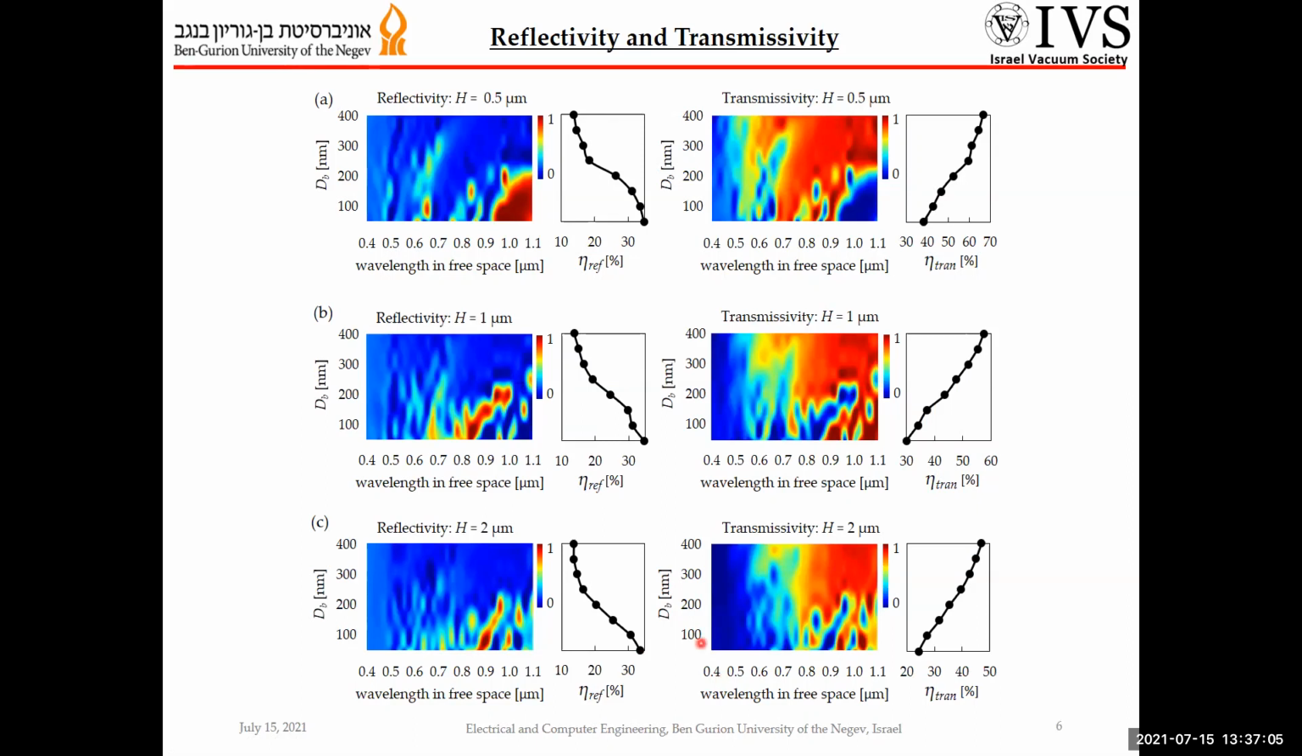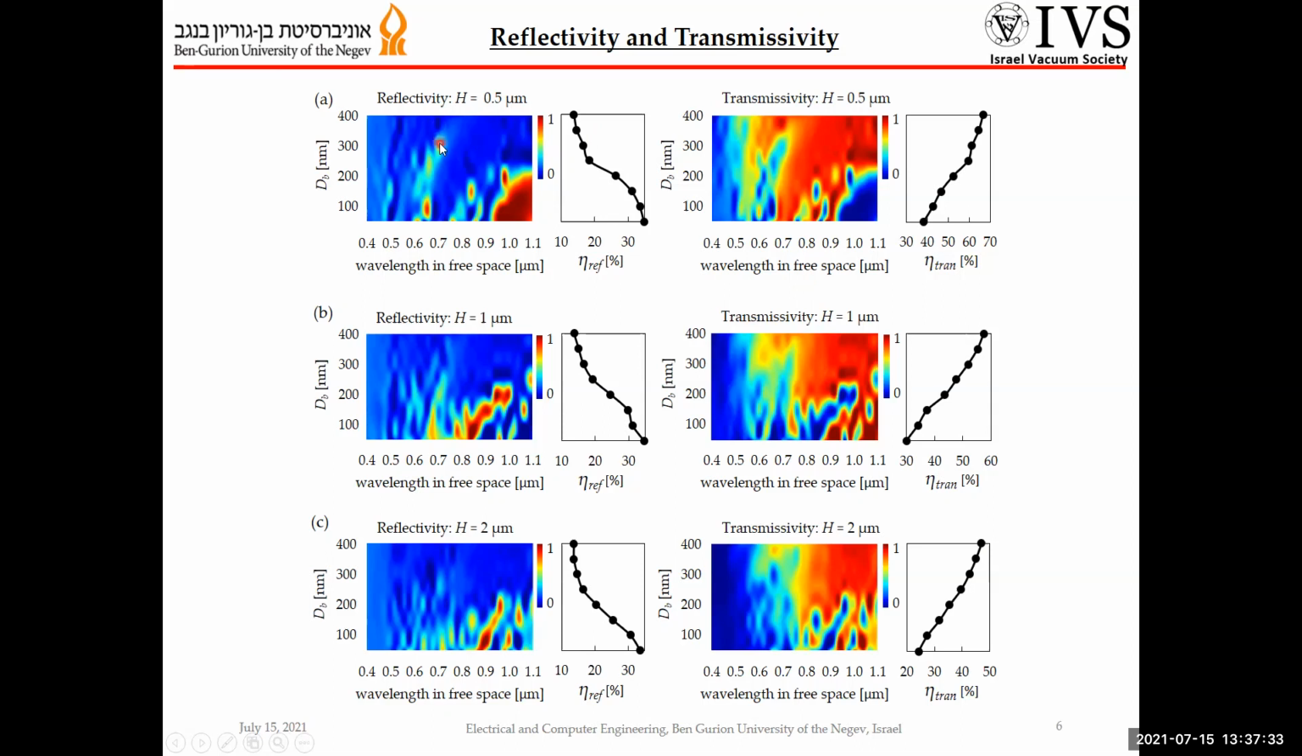Figure A to C presents the color map showing the dependency of trumpet array reflectivity spectra and transmissivity spectra on bottom diameter for array heights of 0.5 micron, 1 micron, and 2 micron. The topmost row of each color map presents the reflectivity and transmissivity spectra for the nanopillar array.